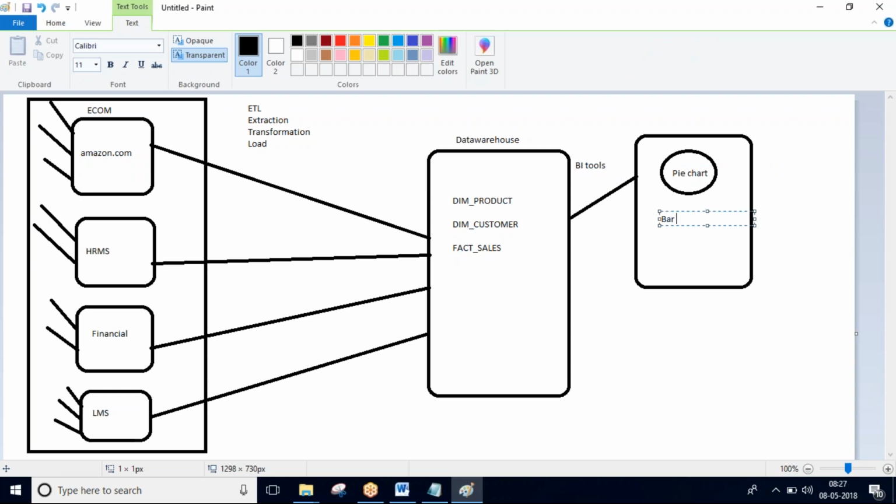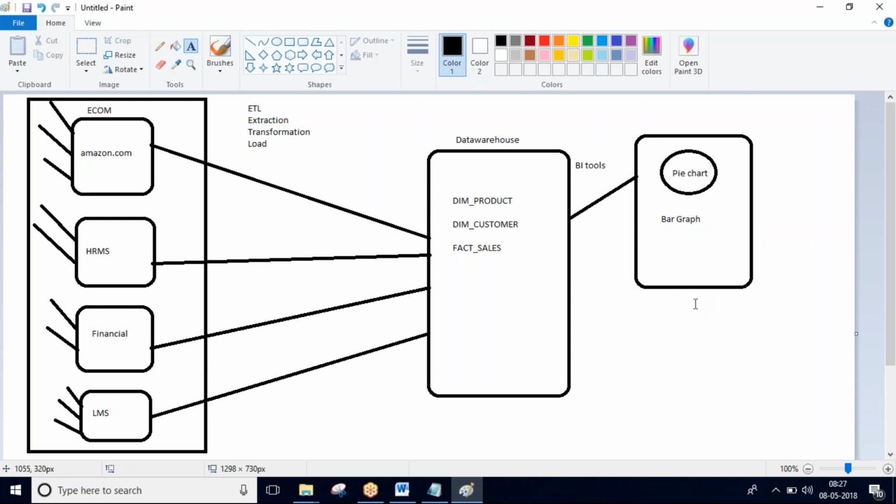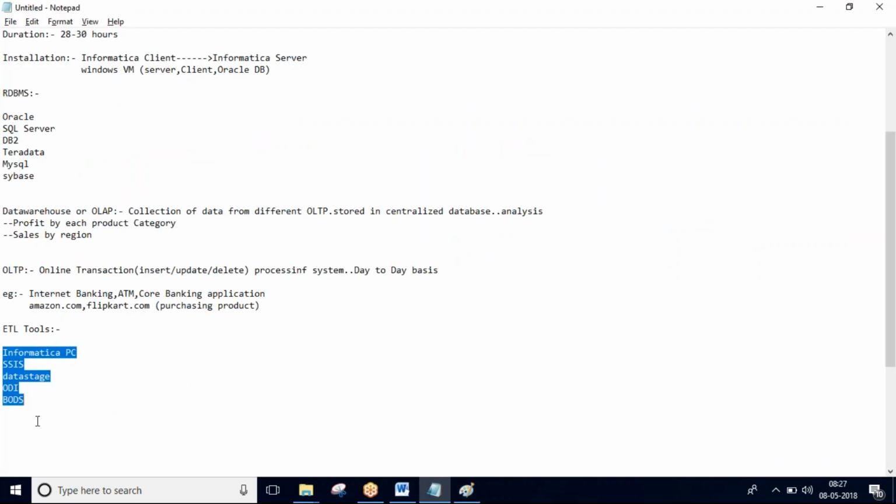So your BI tools are intelligent enough to format the data according to the user request. If they want to see a bar graph, it will show a bar graph. If they want to see a pie chart, it will show a pie chart. Likewise, BI tools will help them to analyze the data. So instead of using Excel and all those things, they use a BI tool. These BI tools will help them to export the data in the form of Excel, a PPT, PDF, or in the form of an image if you want to capture. So the BI tools help to analyze the data, and ETL tools will help you to integrate the data.